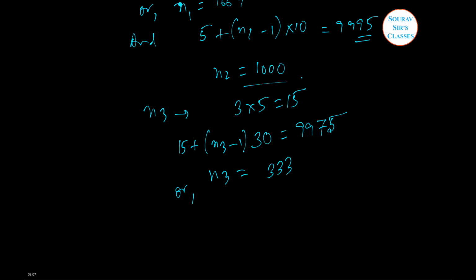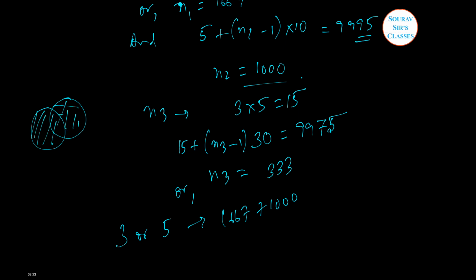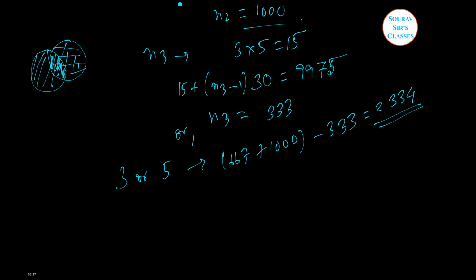For the number of odd numbers divisible by 3 or 5, we just have to add their numbers like 1667 plus 1000, but we need to subtract this portion. If you just find this area, this area full and this area full, the innermost area is calculated twice, so that needs to be subtracted. So the answer is 2334 different possible numbers.